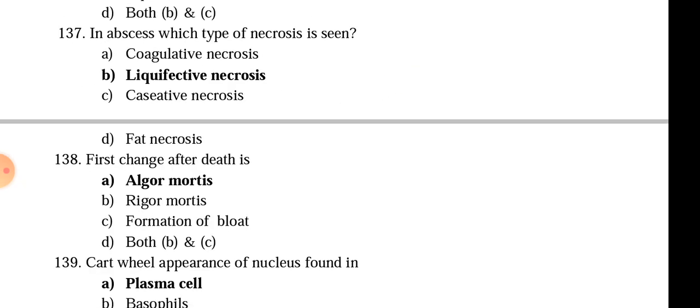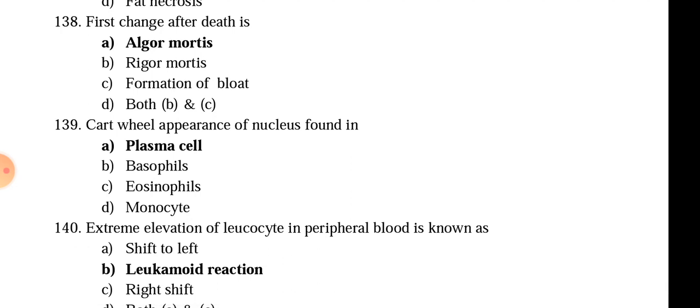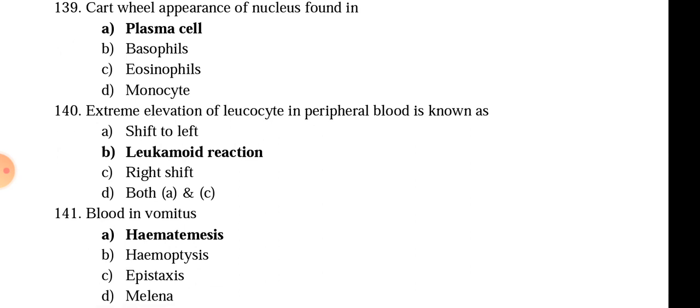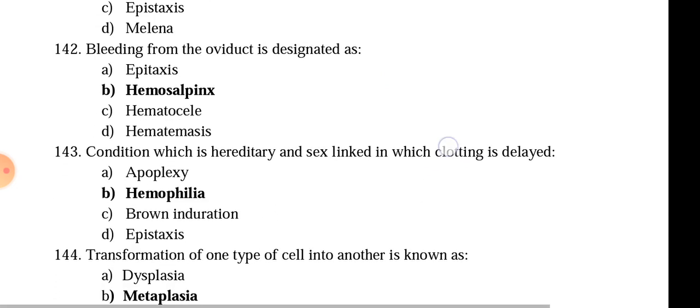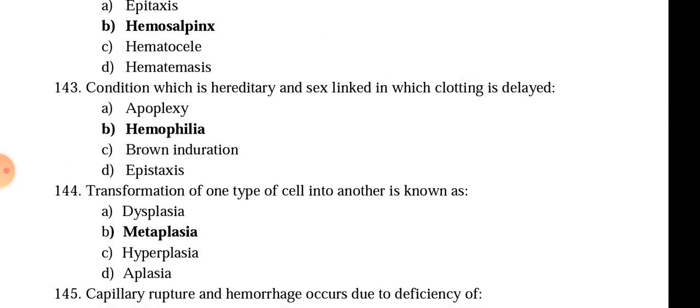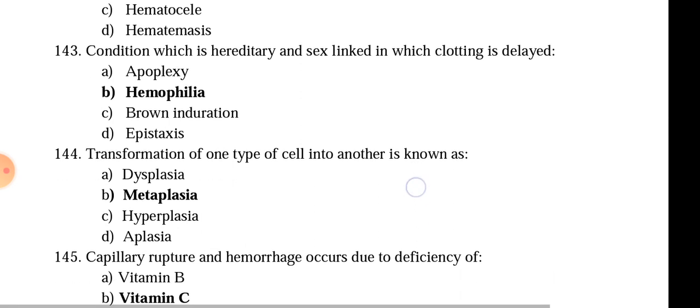The first change after death is algor mortis, then rigor mortis. Cartwheel appearance of nucleus is found in plasma cell. Extreme elevation of leukocytes in peripheral blood is known as leukemoid reaction. Blood in vomitus is hematemesis. Blood from the oviduct is designated as hemosalpinx, meaning blood from the salpinx, the oviduct. The condition which is hereditary and sex linked, in which clotting is delayed, is hemophilia.